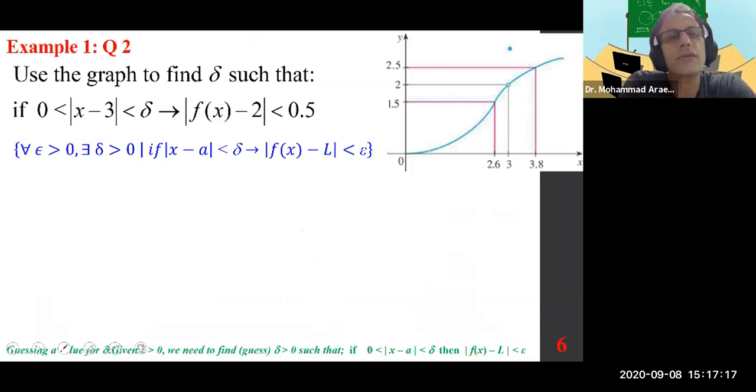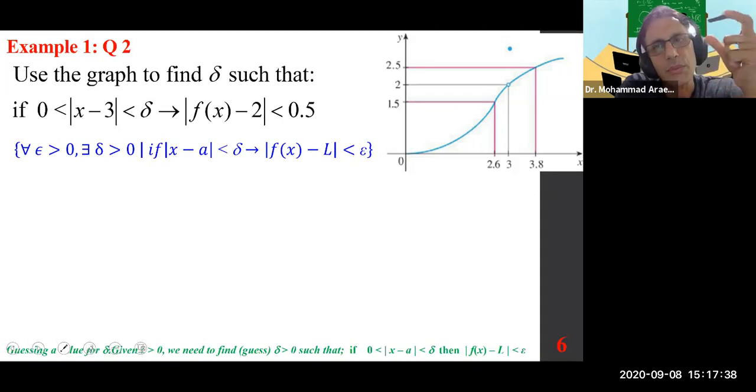It says use the graph to find delta such that when the absolute value of x minus 3 is between 0 and delta, the absolute value of f of x minus 2 is less than 0.5. And so I'm writing the definition: whatever epsilon larger than 0, there is delta larger than 0. That means whatever number epsilon you pick, as long as it's a small positive number, like 0.1, 0.2, 0.001, that's the idea. Then there's a delta such that if the absolute value of x minus a is less than delta, the distance is delta.